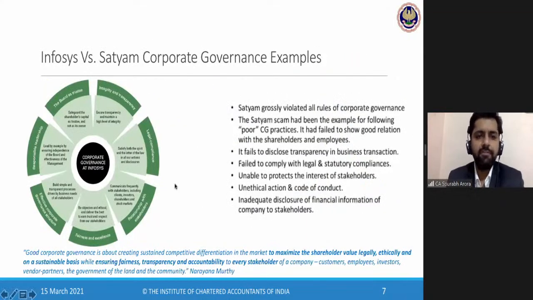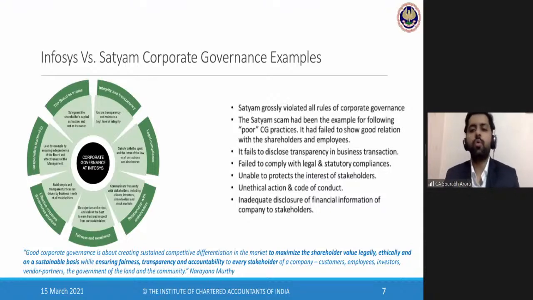So here we have the good corporate governance example of Infosys and the bad corporate governance example of Satyam. Here we can see that Satyam grossly violated all rules of corporate governance. What are the rules of corporate governance? Fairness, transparency, accountability, and maximizing the shareholder value legally, ethically, and on a sustainable basis. So the Satyam scam has been the example for following poor CG practices, which is corporate governance practices.